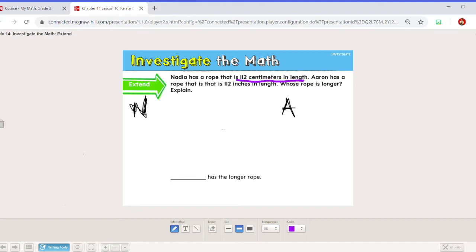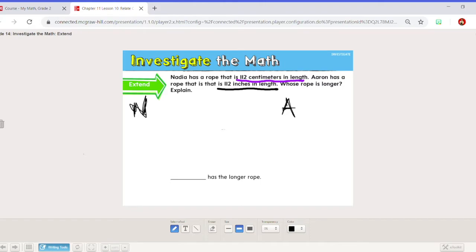Erin has a rope that is 112 inches in length. I'm going to use black like normal to represent inches. Whose rope is longer? Explain. So if we notice, they're using different units of measurement.